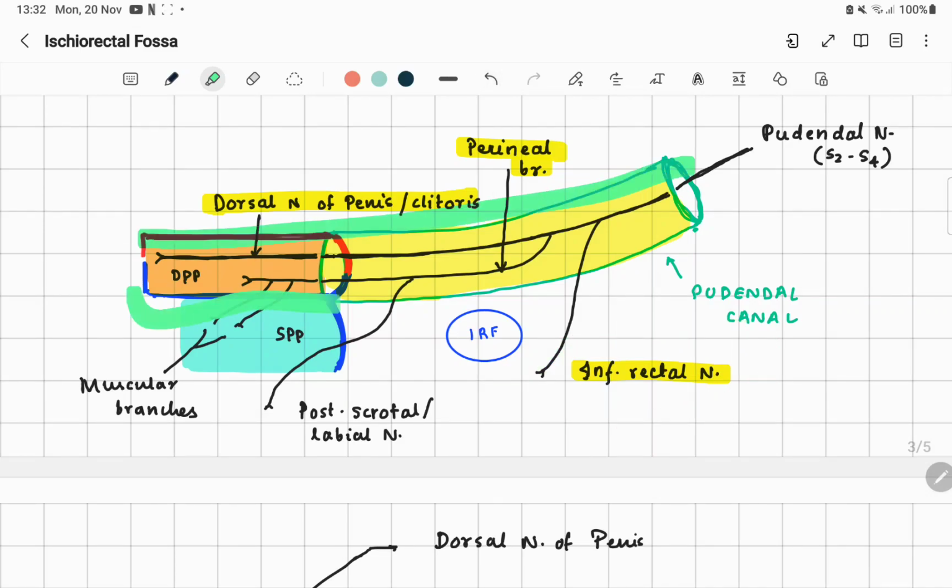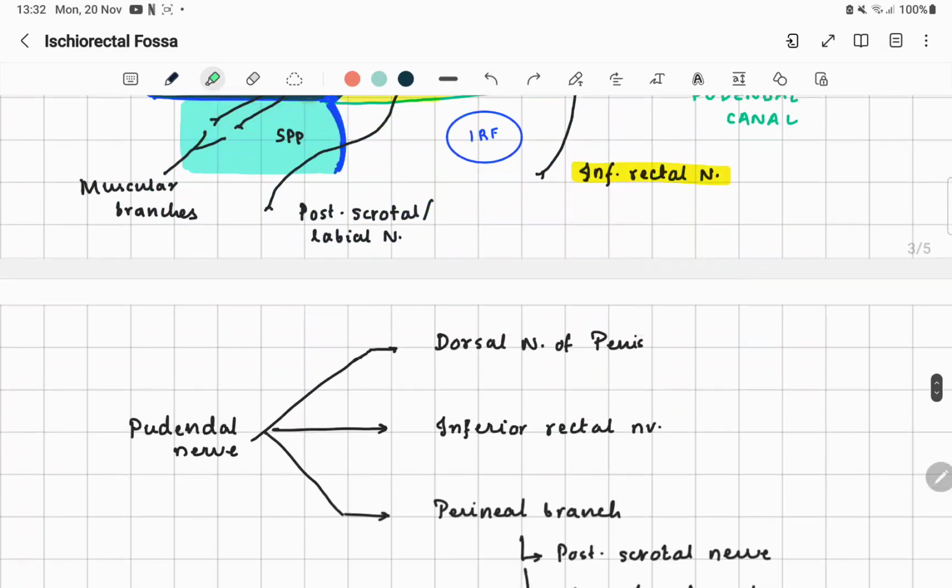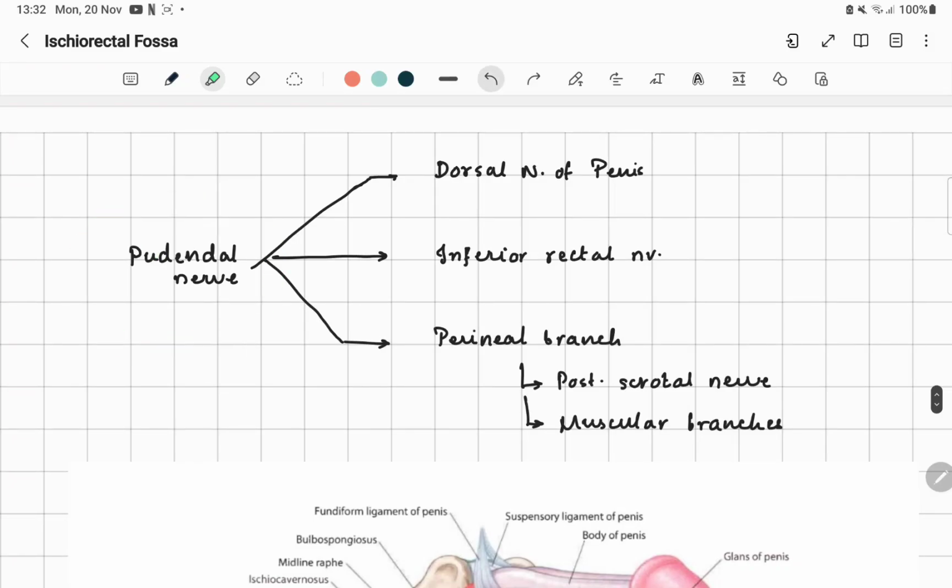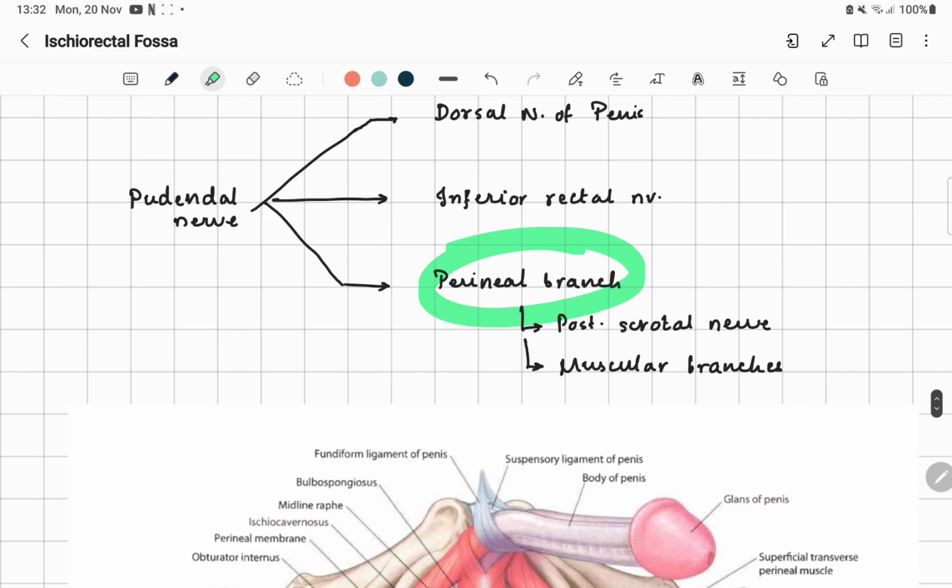Okay, and this canal is called the pudendal canal. This is the pudendal canal. So deep perineal pouch and superficial perineal pouch, you can just relate this diagram. So the pudendal nerve has three components: a dorsal nerve of the penis, an inferior rectal nerve, and a perineal branch, that is the posterior scrotal nerve, and muscular branches.